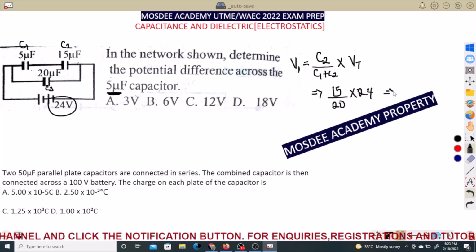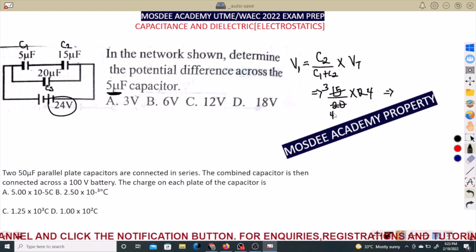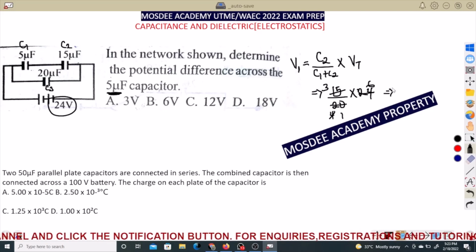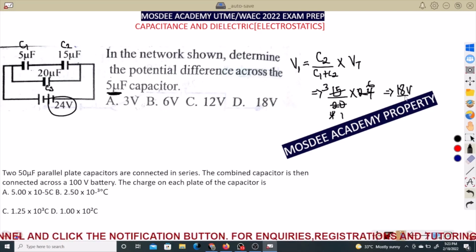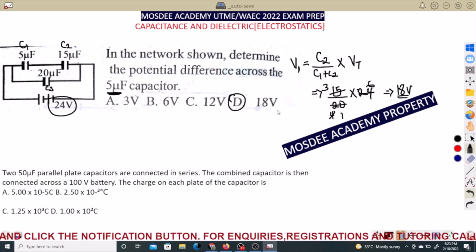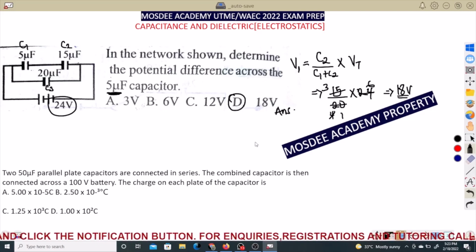On simplification, I should get 5 3s, 5 4s, 4 1s, 4 6s, 6 3s are 18 volts. 18 volts will flow through this. The remaining 6, 24 minus 18 is 6, and the 24 will be flowing through the 20 microfarad. So guys, the answer to this is 18 volts. Keep it in mind, Mostly Academy will help you to get answers to questions without wasting time.